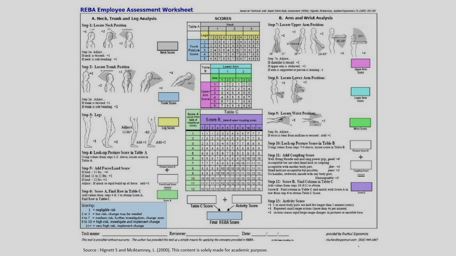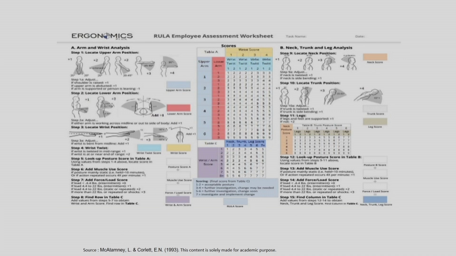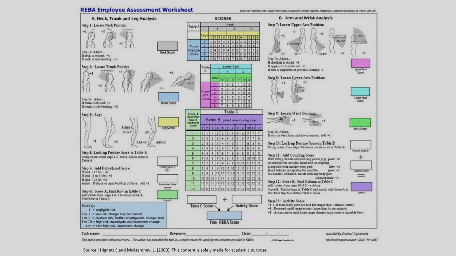If you see this chart, REBA and RULA are both very similar. Just, in the case of REBA they take the entire body, and in the case of RULA, that is Rapid Upper Limb Analysis, they take only the upper limb, not the lower limb. So this is the basic difference between REBA and RULA. This is one example of posture analysis, and the same thing is there.